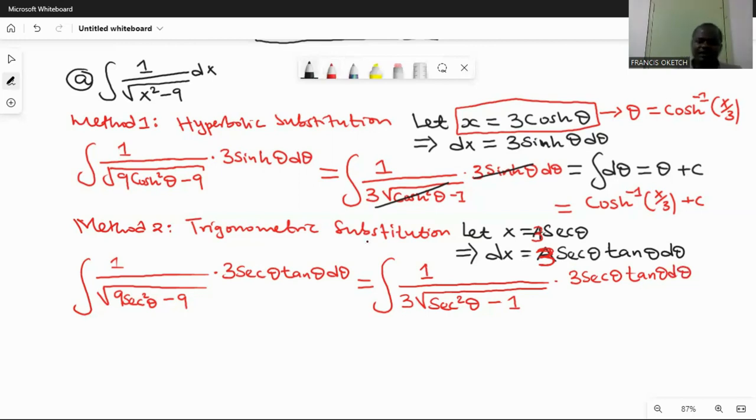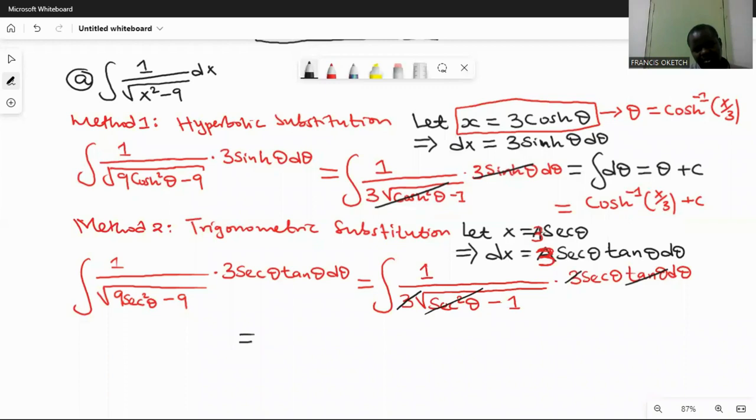What is sec squared theta minus 1? That is tan squared theta. And because this is under the square root, it will be tan theta. So we have 3 tan theta in the denominator. And look at our numerator, 3 sec theta tan theta. So you realize that the 3 here will cancel with this 3, and the whole of this square root, because you have said that is tan theta, will cancel with this tan theta. So what do we remain with?